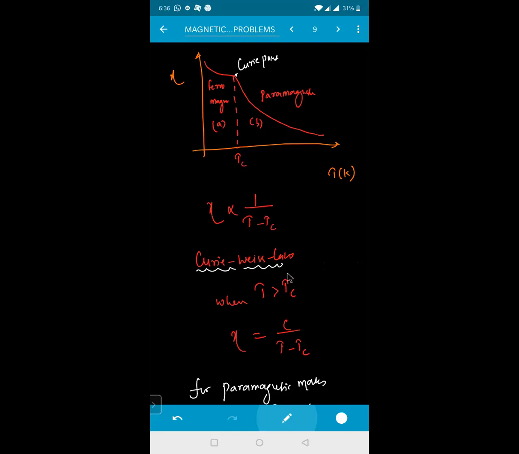So what is the Curie temperature? At a certain temperature, a ferromagnetic material passes over to a paramagnetic material. This transition temperature is called the Curie point or Curie temperature. Generally, the Curie temperature for iron is approximately 770 degrees. You can convert that into Kelvin if it is required.